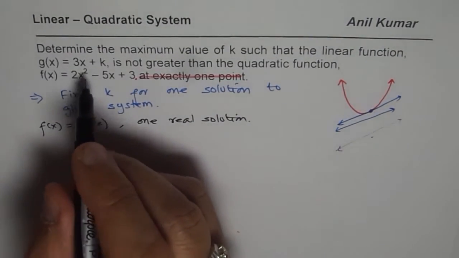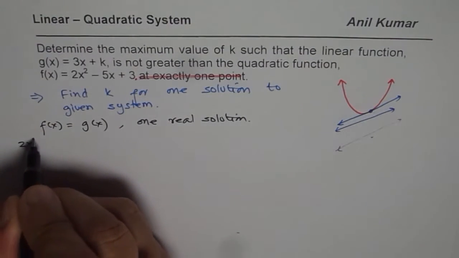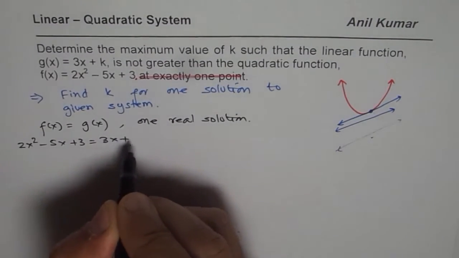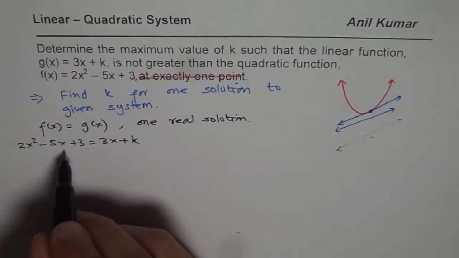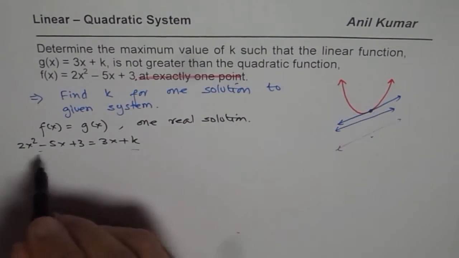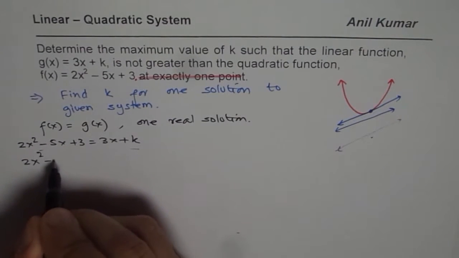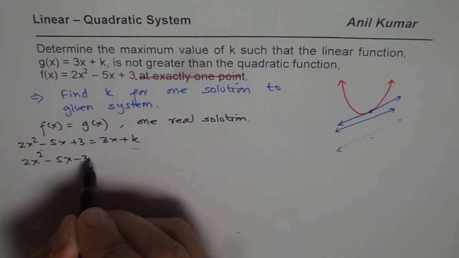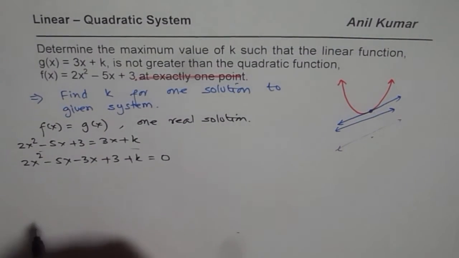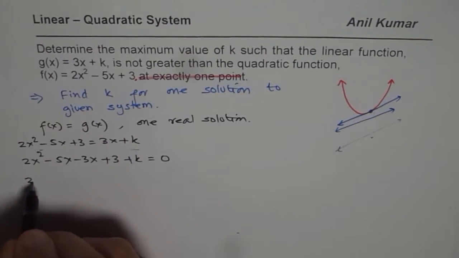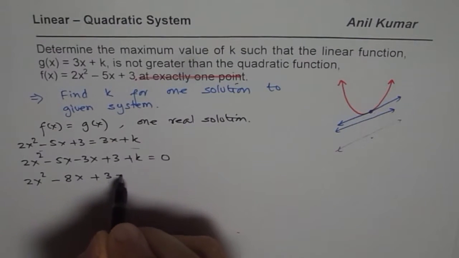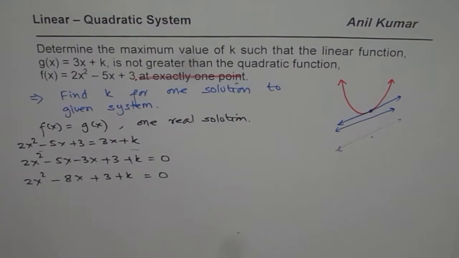So let's find it. We have f of x as 2x squared minus 5x plus 3 and g of x is 3x plus k. Bringing them together, we are trying to find this equation and ensure that it has only one solution. So we have 2x squared minus 5x, bringing 3x to the left side becomes minus 3x, and then we have 3 plus k equals 0. Combine these two, so we have 2x squared minus 8x plus 3 plus k equals 0.